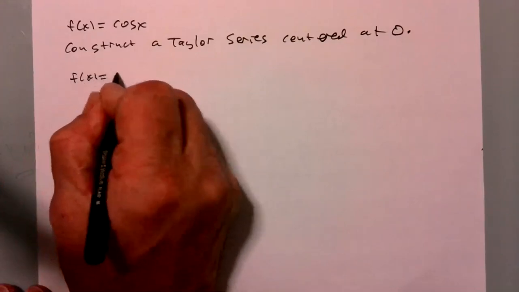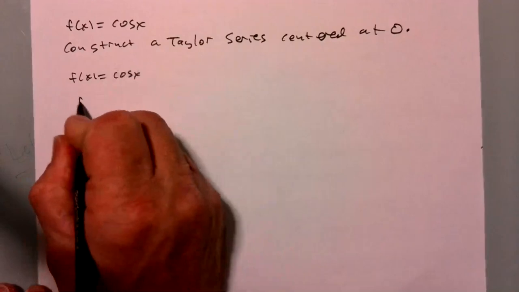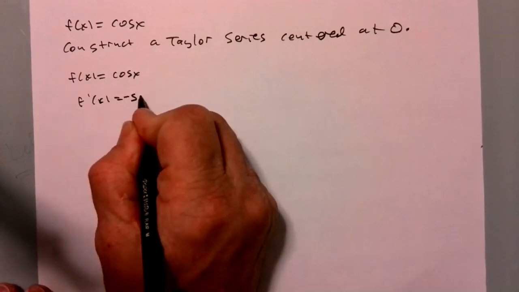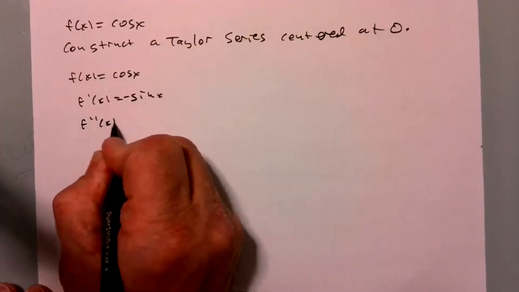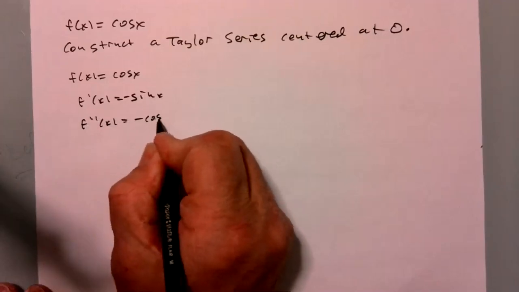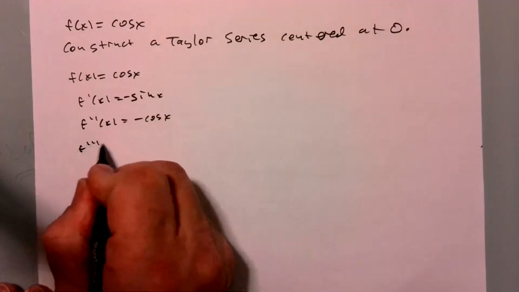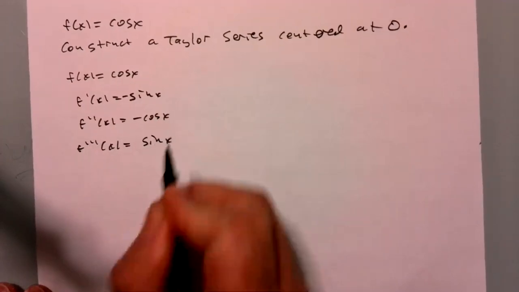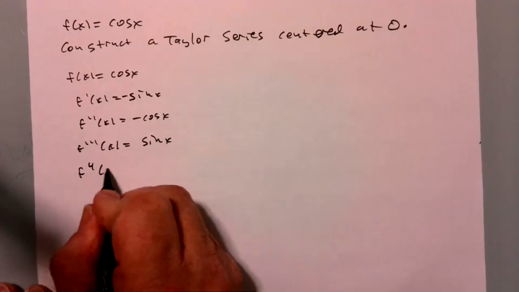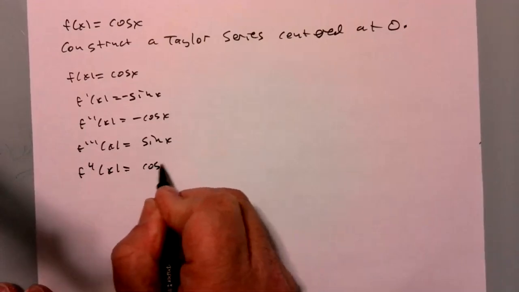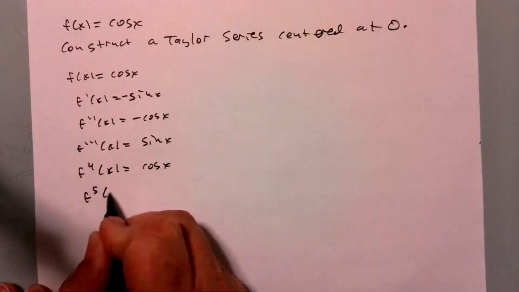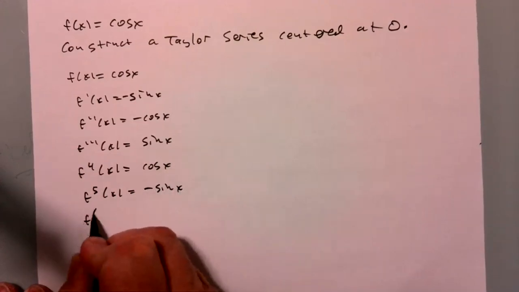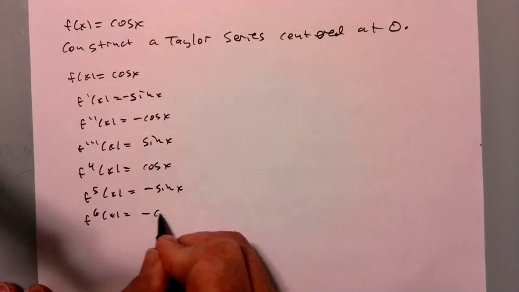F of x is cos x. F prime of x is minus sine x. F double prime of x is minus cos x. F triple prime of x is minus minus sine x, that would make it sine x. F quadruple prime of x is cos x. F fifth derivative of x is minus sine x. And F sixth derivative of x is minus cos x.